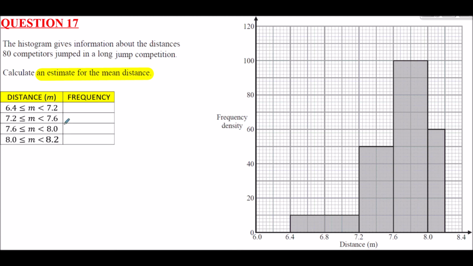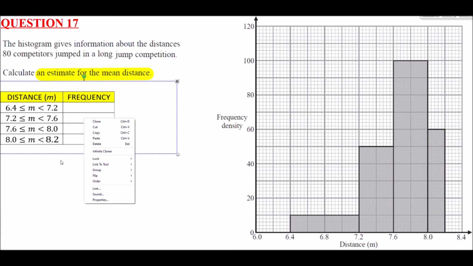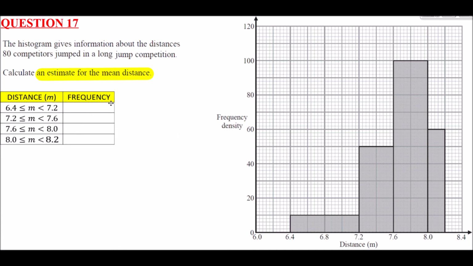So that's what you might have normally seen, but here you've got a histogram. So your task essentially is to take this histogram and convert it into one of these, which is more familiar. We need to get this information into this table if we can. And that's where these class intervals come from. So this here is representing the people that jumped somewhere in between 6.4 meters and 7.2. So this interval goes from 6.4 up to 7.2.